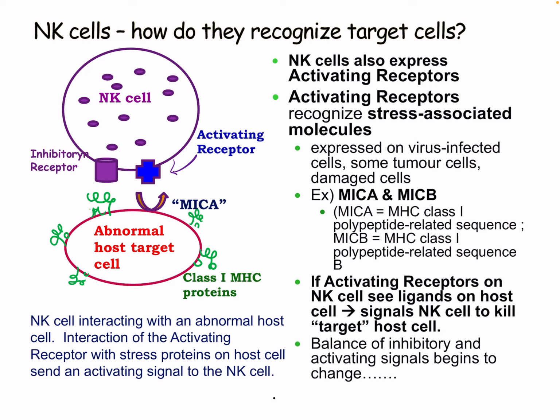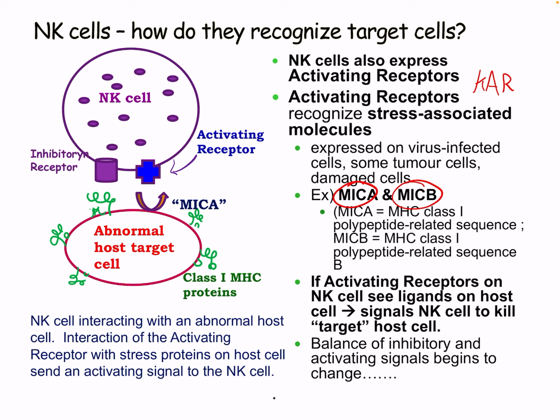On the opposite side, we also need receptors for the NK cell to know when to kill cells. So we have our activating receptors. These activating receptors recognize stress-associated molecules. These have also been seen in the literature as KAR, killer activating receptors, but they also have other names, which we'll get to later. These stress-associated molecules are expressed on virus-affected cells and some tumor cells or damaged cells. Examples of these stress molecules include MIC-A and MIC-B, which stand for MHC class 1 polypeptide-related sequence A or B. So if an activating receptor on the NK cell sees the ligands on the host cell, this signals the NK cell to kill the target.